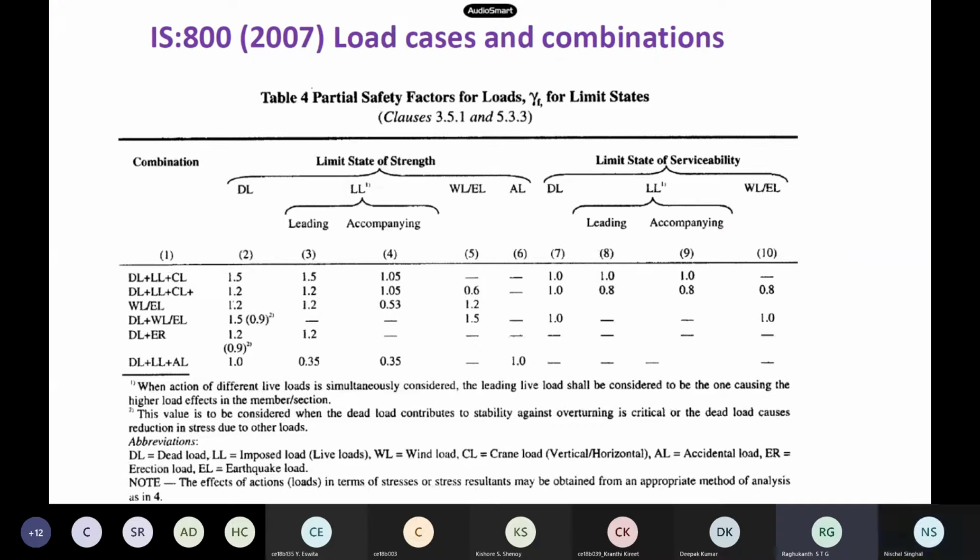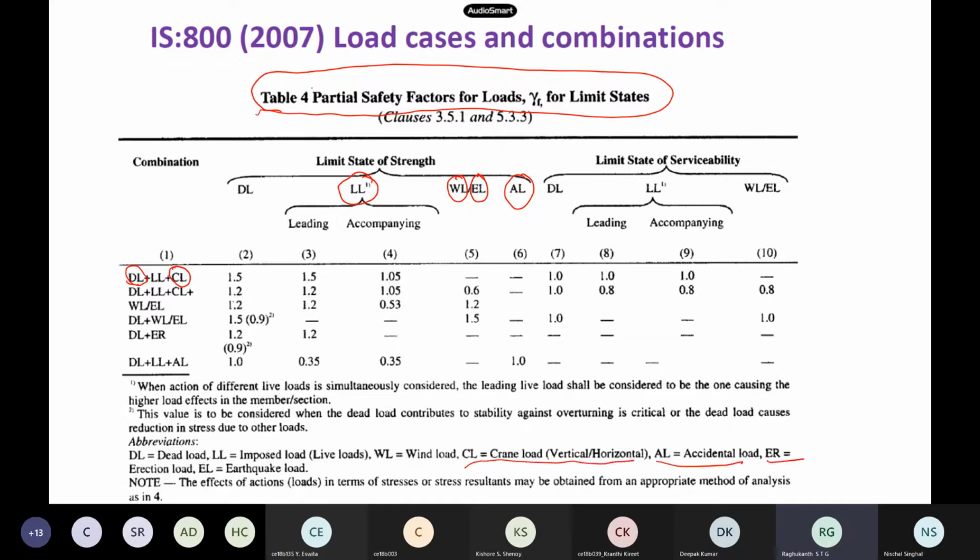Our IS code clearly specifies this in Table 4. For steel structures, of course, there are many loads, but it clearly specifies dead load, DL, which you have to design for. Then live load, which is sometimes also known as imposed load. Then wind load, earthquake load, and accidental loads. Then we have CL, the crane load. All these things have to be considered in our design.